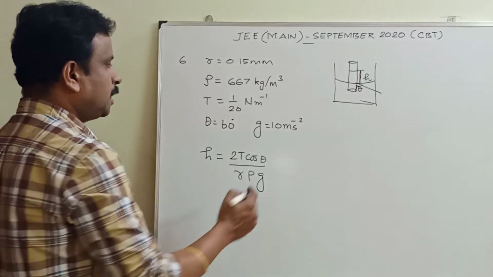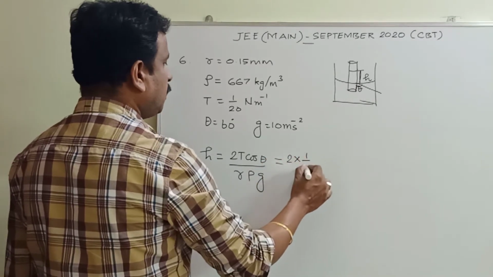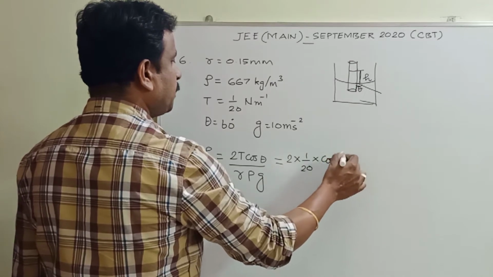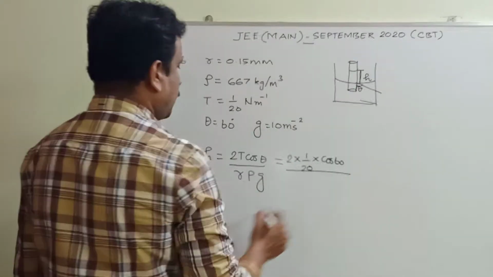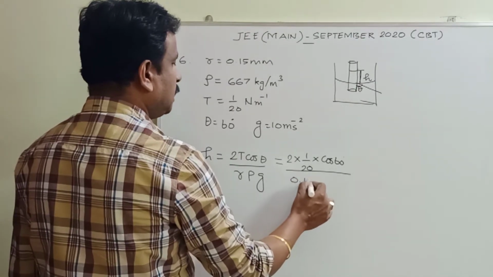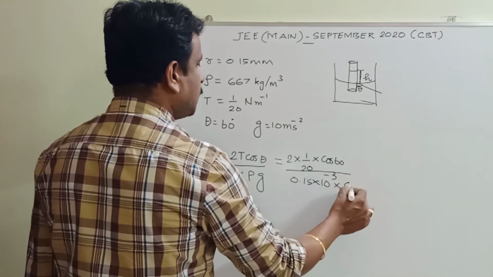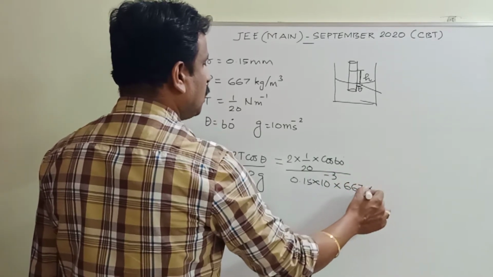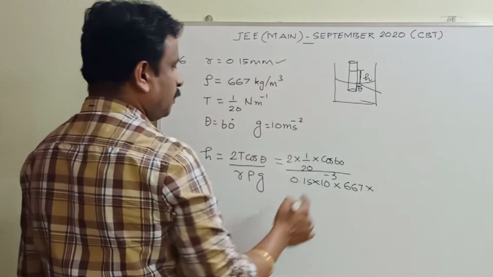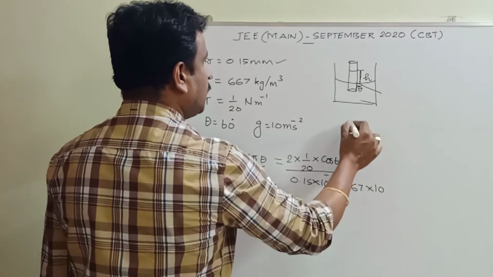Okay, now we substitute here 2 into surface tension 1 divided by 20 into cos 60. What is the value of cos 60? Just keep in mind. And the radius is 0.15 millimeter, which is 0.15 into 10 to the power of minus 3, into density 667 kilogram per meter cube. All are in SI except this, so we have converted it. g also is taken as 10.